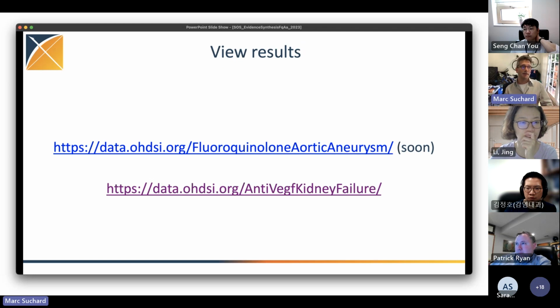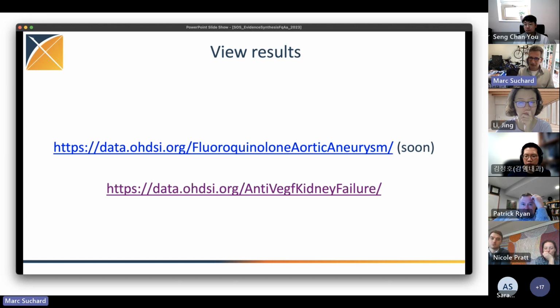I'd like at this point to take us to the data.odyssey.org results viewer for the fluoroquinolone study, but we're still busy. The gerbils inside of our computers are still running around their wheels, fitting these very large-scale propensity score models and extraordinarily large conditional Poisson models for our self-controlled case series. So not many of the data sources have finished yet, so the demonstration that we'll look at will be from the much smaller and less significant anti-VEGF study.